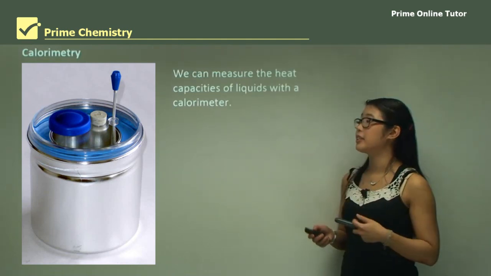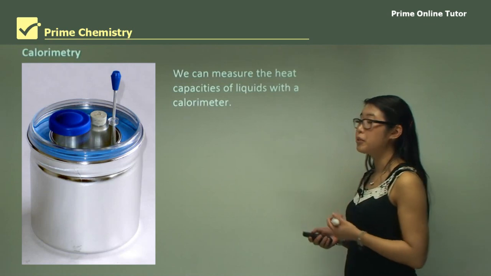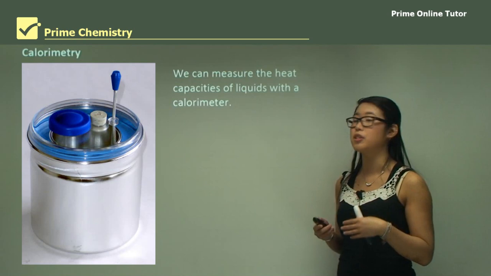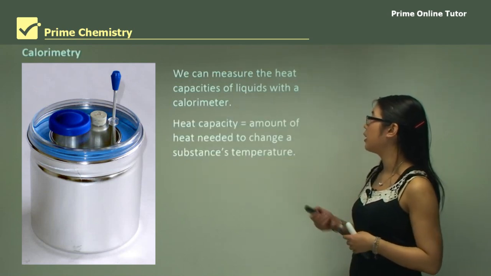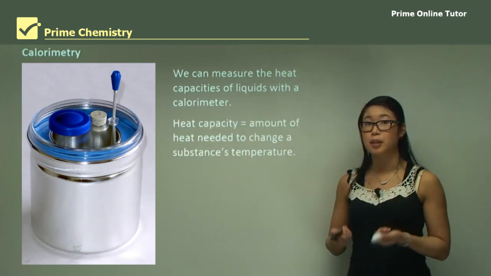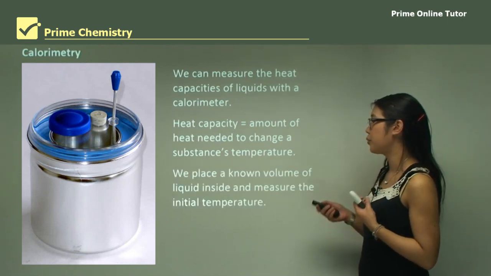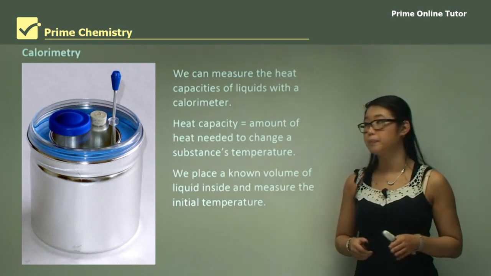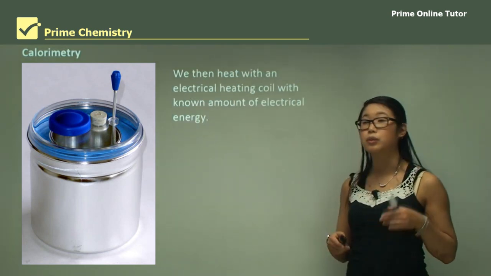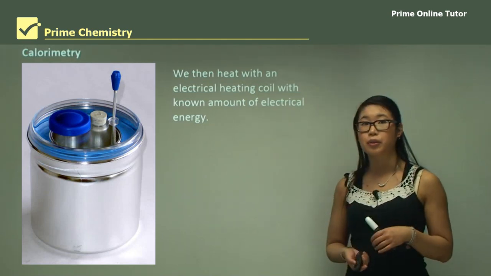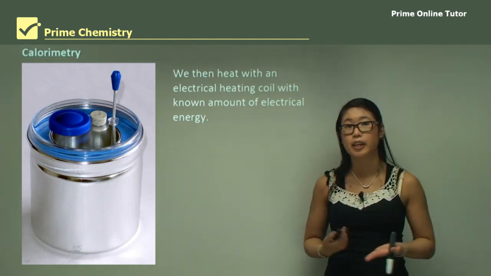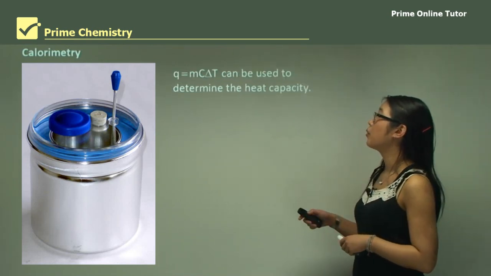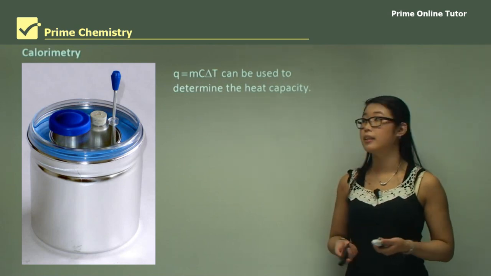We can measure the heat capacity of liquids with a calorimeter because we really just need to keep the heat in and see the temperature changes. Heat capacity is the amount of heat needed to change a substance's temperature. We can place a known volume of liquid inside and measure the initial temperature. We can then heat it with an electrical coil using a known amount of electrical energy, which we can calculate later, and then measure the final temperature. Using this, we use the equation to determine the heat capacity.